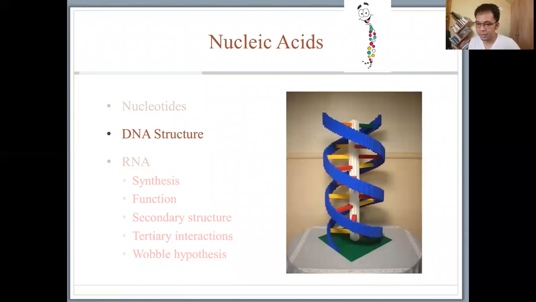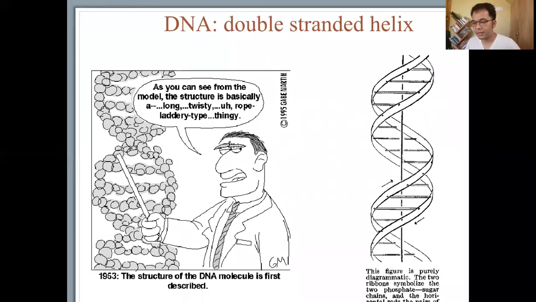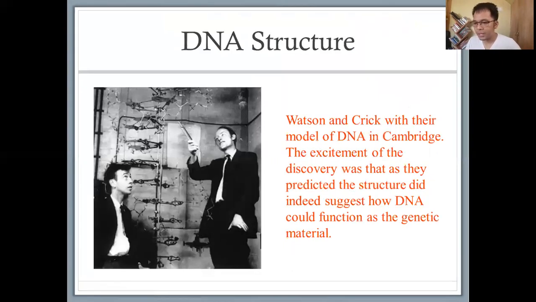So, puntahan natin yung DNA structure, kasi we're done with the nucleotides. Nucleotides, RNA, DNA are comprised of heterocyclic amine bases, sugars, which is the ribose, and phosphate group, by which ang nag-link sa kanila ay phosphodiester linkage with the help of our phosphate group. Okay, the DNA natin, guys, is a double-stranded helix as described here. As you can see from the model, the structure is basically a long, twisty, rope, laddery type thing. So, it is a double-stranded helix.